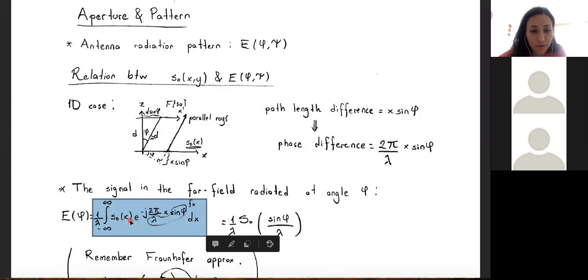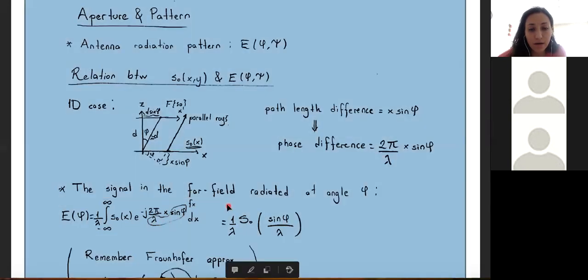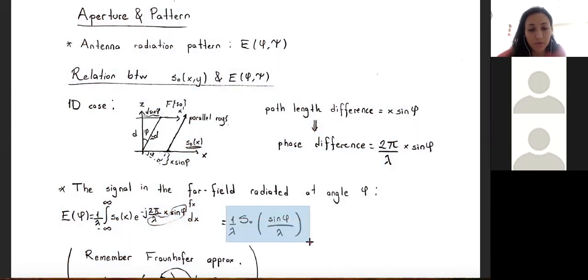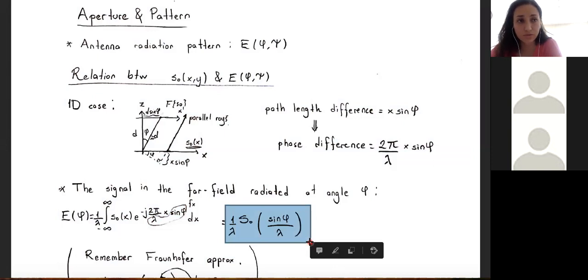We have s_ray(x) e to the minus j 2 pi x times fx, which was the 1D Fourier transform. So instead of fx, here we have sine phi divided by lambda. That means we evaluate our Fourier transform, capital S0, at sine phi divided by lambda. And there is also this factor in front. That's our antenna radiation pattern for the 1D case. So it's the Fourier transform as we expected.